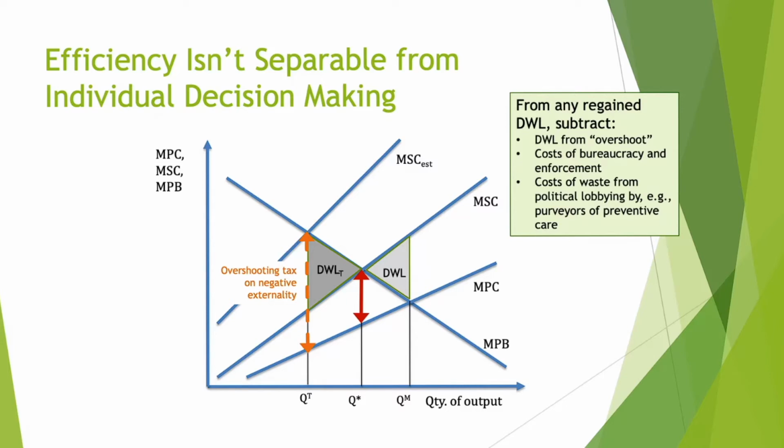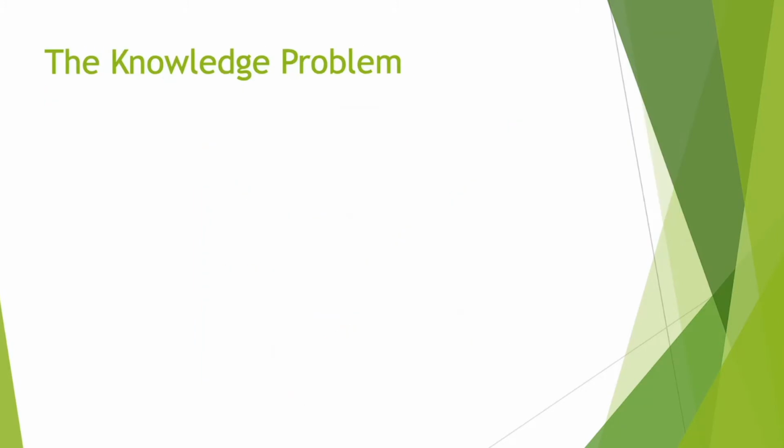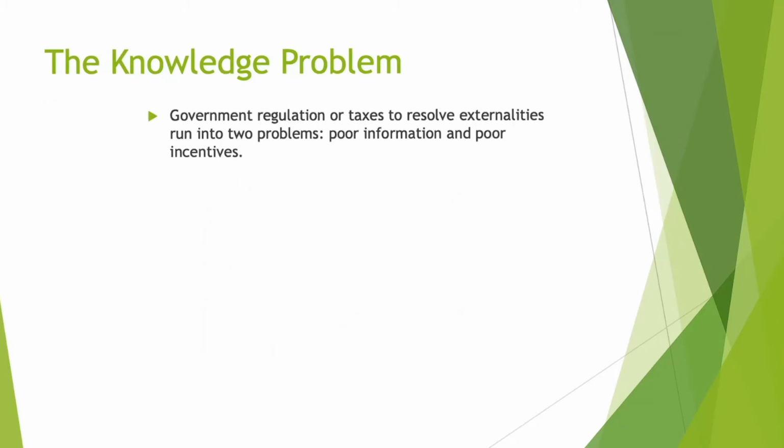And in fact, it's quite possible, even likely, that our outcomes would be worsened, even from the point of view of this kind of mainstream static diagram. There's also a knowledge problem here. Government regulations or taxes to try to resolve externalities run into a problem of poor information and poor incentives.